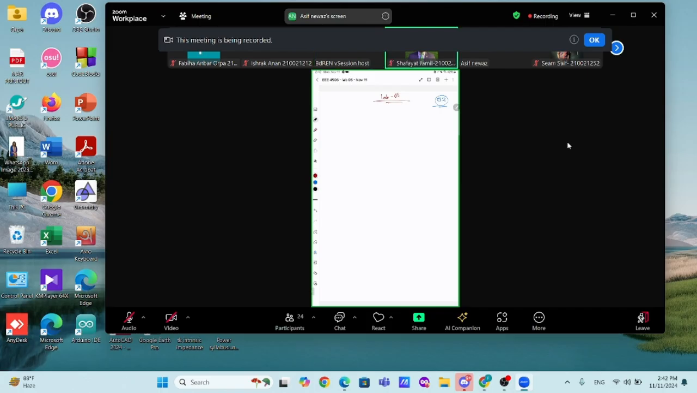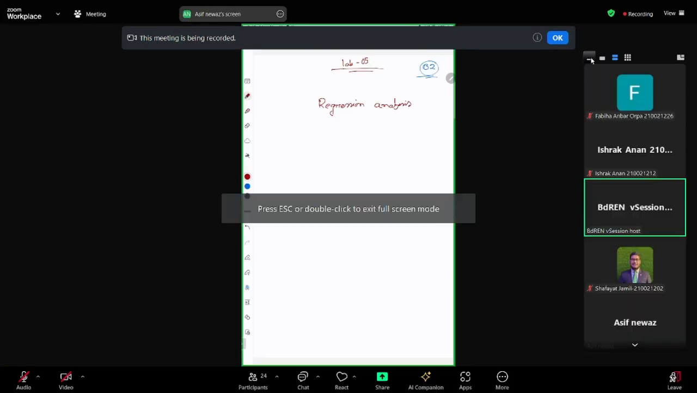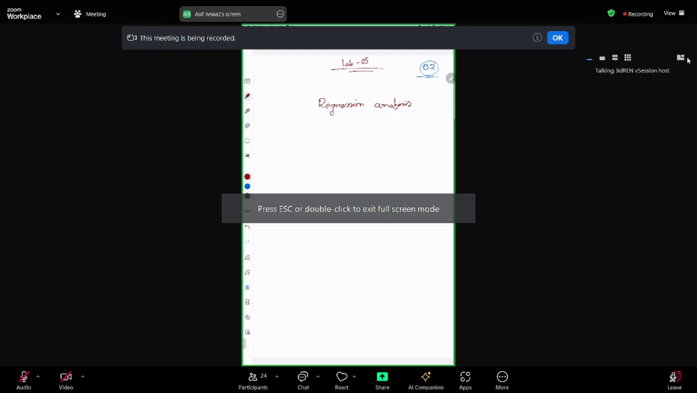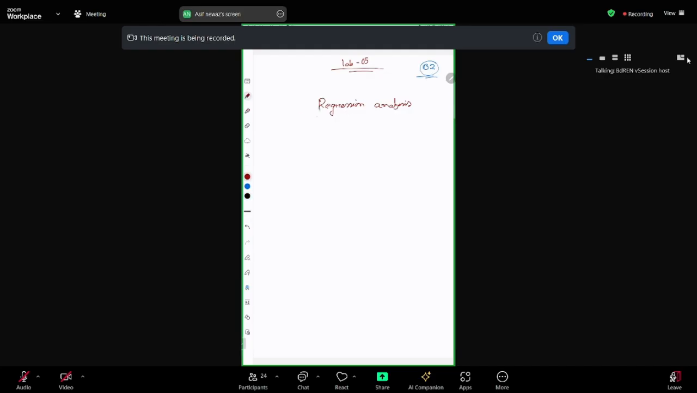Yes, sir. So today's topic, lab 5, is regression analysis. If you have any problem understanding, let me know, or if you cannot hear me properly. So regression analysis, let's try to understand the concept. Let's start with a simple concept.